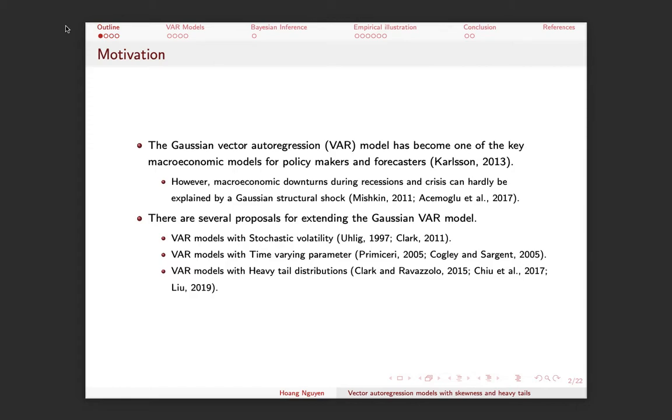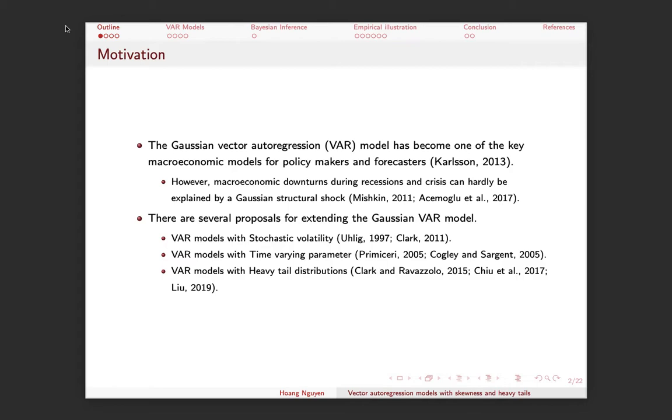So the motivation of research is that the Gaussian vector autoregression models have become one of the key macroeconomics models for policymaking and forecasting, based on the survey of Kasan in 2013. However, one of the problems of the Gaussian VAR models is that macroeconomic downturn during recession and crisis can hardly be explained by a Gaussian structural shock.